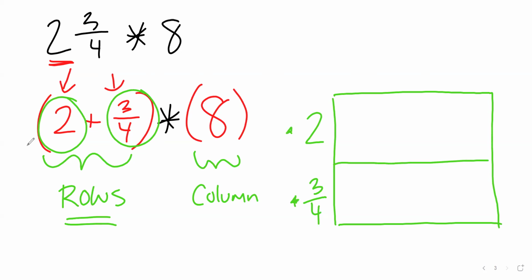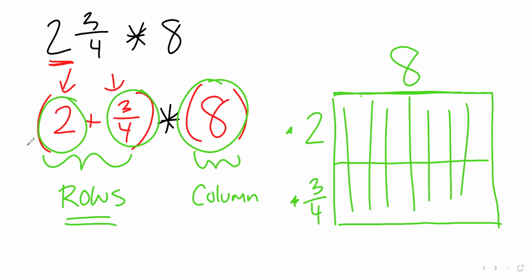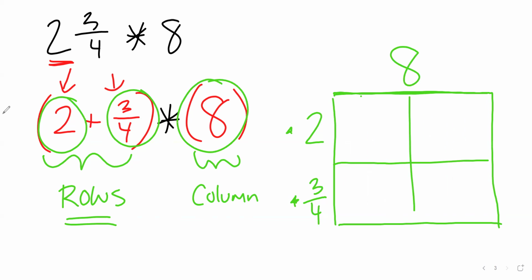And then if I go up to my columns, I see that I only have one column. It's 8. So here's 8. Now, again, I could cut this into 8 pieces and do the modeling, but I don't have to go through that process, because I understand that it is 8 units, and I just labeled it. This 8 is a label. So now we multiply.